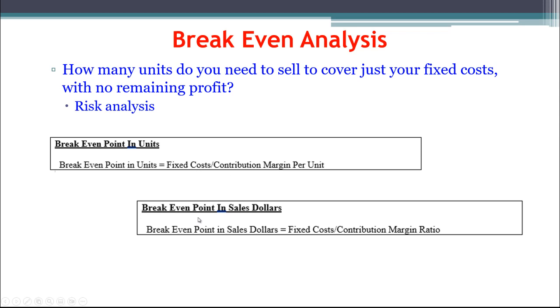We could do the same thing and find the break-even point in sales dollars by taking the exact same fixed costs, but now we're dividing them by the contribution margin ratio. Instead of a dollar amount per unit, it's a percentage, and it'll tell us what amount of sales dollars we need to be able to cover fixed costs.